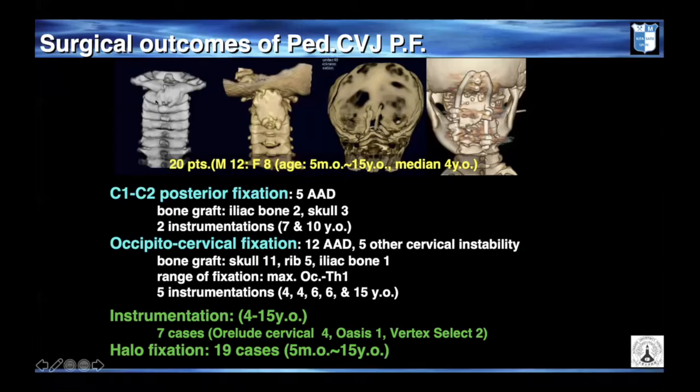And my experience is very much limited. I only used instrumentation for 20 patients, age 5 months to 15 years, median 4 years. The C1-C2 was 5, and the occipitocervical was 12. Yes, 7 instrumentation used the Olerud route. And the hardware fixation was used for 19 cases, and the age was 5 months to 15 years old.